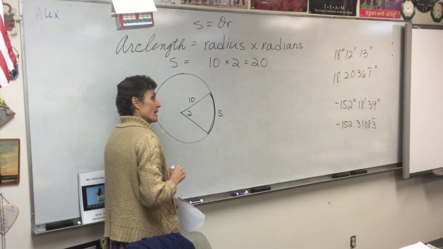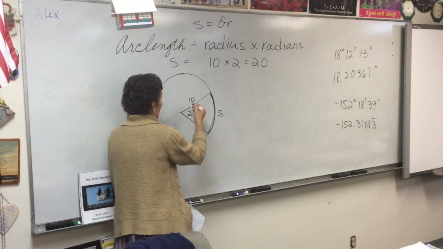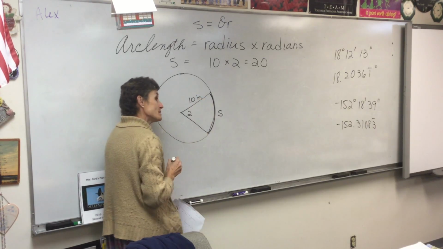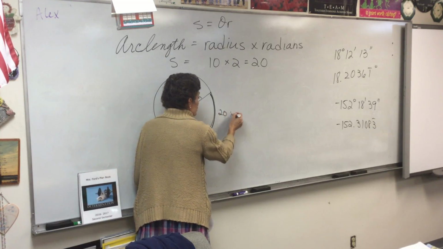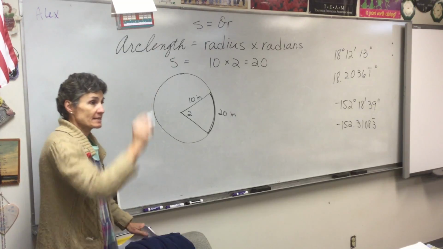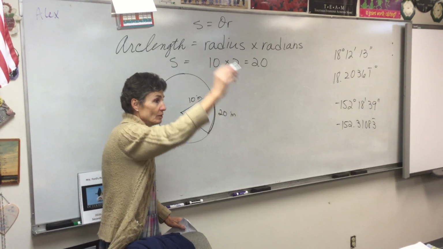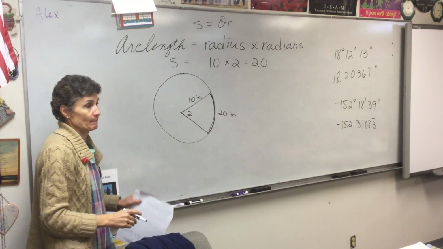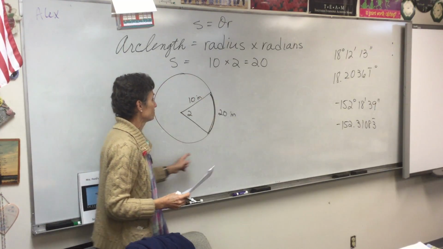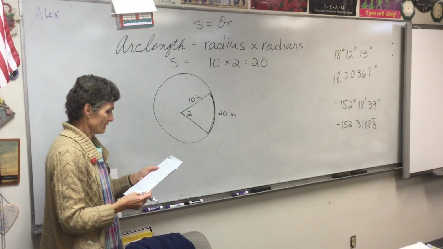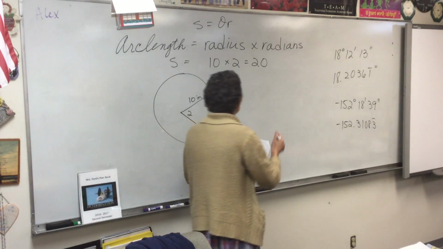So if I would have been more careful when I wrote the notes, I would have said maybe this was 10 inches, then this would have been 20 inches. It's an arc length. It's a unit of length: inches, feet, miles. It's a piece of the circumference. Isn't that easy? Let's look at the next one, see if it's easy.